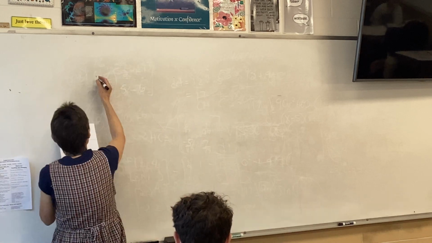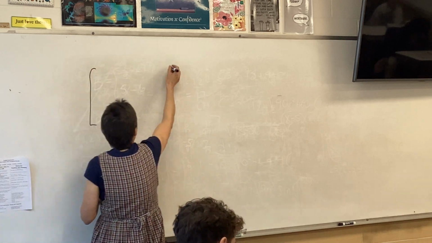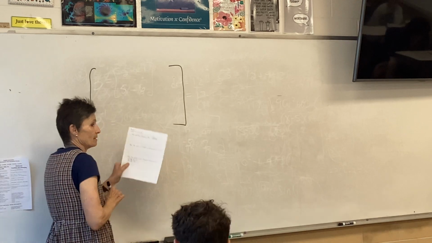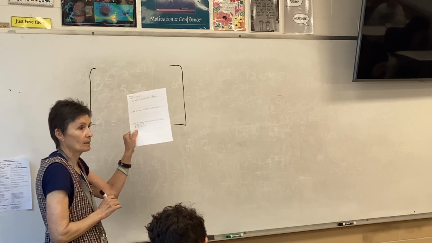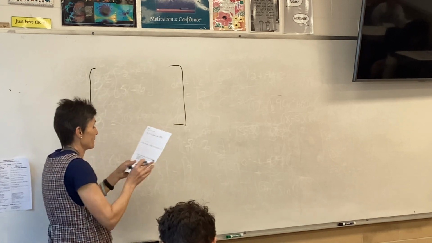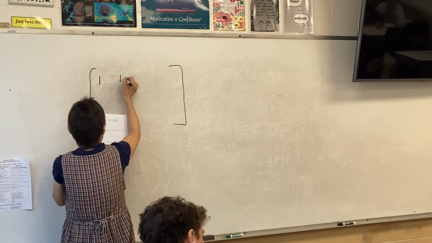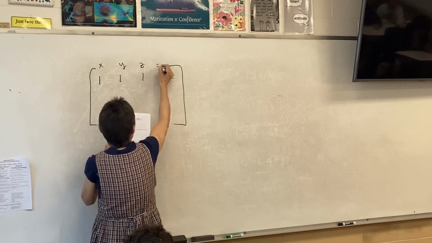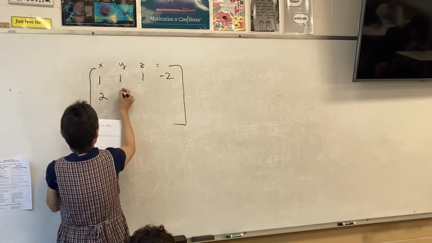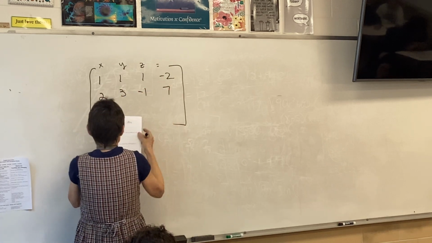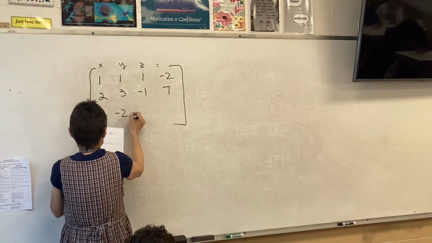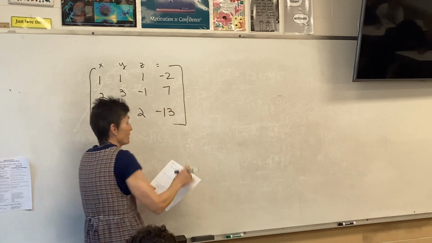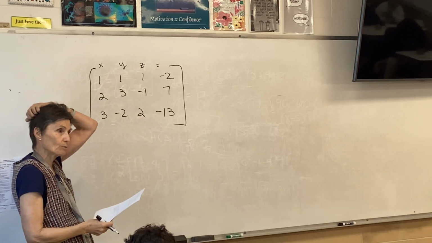All right, so I'm going to use cross elimination. That means by hand, no calculator. So 1, 1, 1, negative 2. These are my x, y's, and z's, and my equals. 2, 3, negative 1, 7. And 3, negative 2, 2, negative 13. Everybody with me so far? Problem number 3.